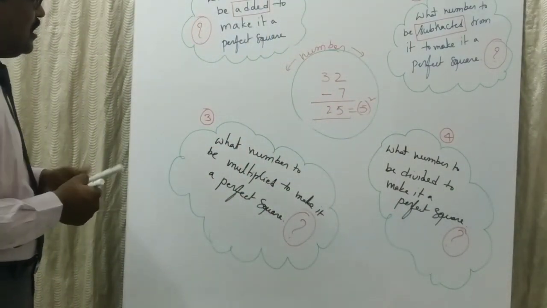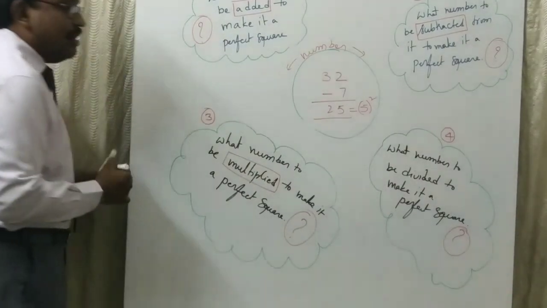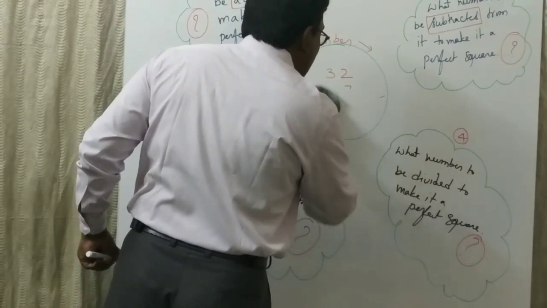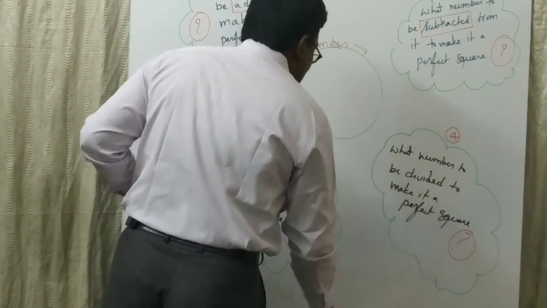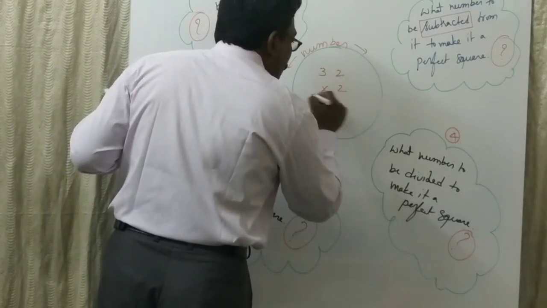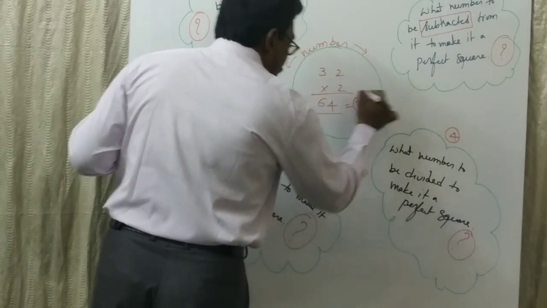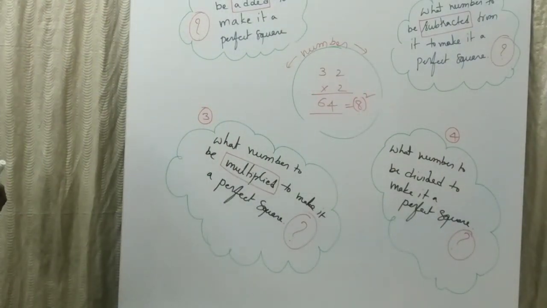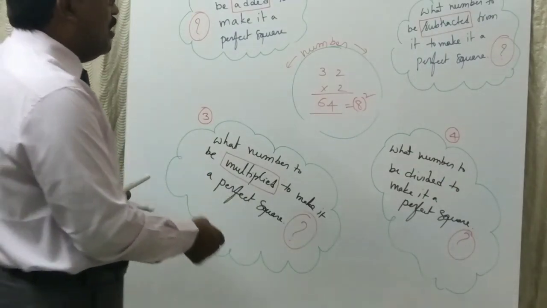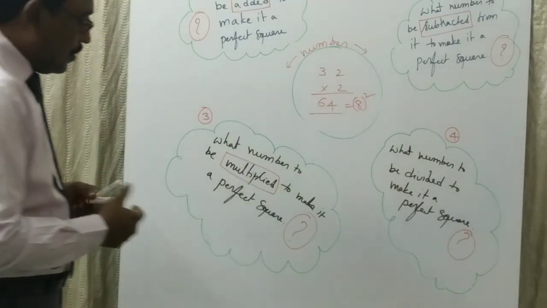Next one is what number should be multiplied? The same number, 32 only. So, 32 into 2 is 64, which is equal to 8 square. 32 is not a perfect square, but I multiplied with 2, then it becomes 64, and 64 is equal to 8 square.